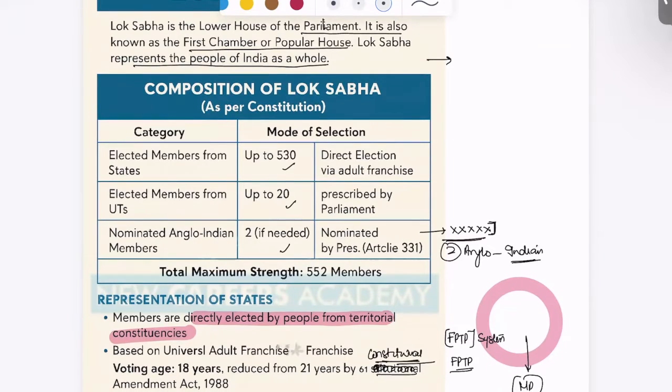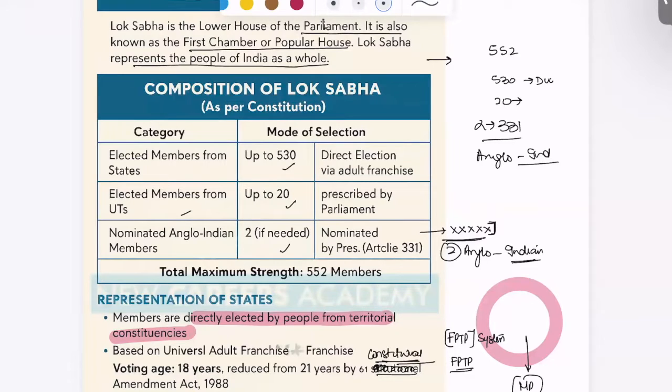अगर मैं बात करूं, how many seats do we have? 552. 530 कौन से हैं? Directly elected. 20 is for UTs. 2, Article 331, Anglo-Indians के लिए. Earlier it was there for Anglo-Indians. Now it is finished. 530 for the states, 20 is for UTs.